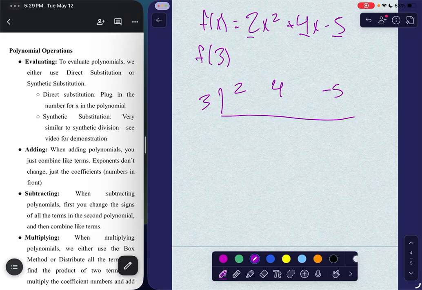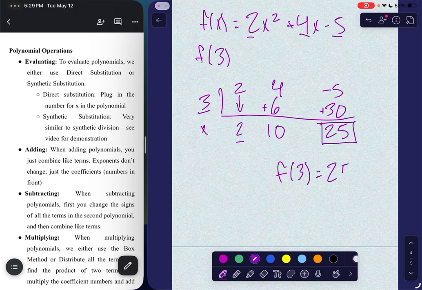And so remember with synthetic substitution and division, the first number comes down. So 2 comes down, then we multiply the outside number times the bottom number. So 3 times 2 is going to give us a 6. And then we add that to the next column. So 4 plus 6 is going to give us a 10. And then 3 times 10 is going to give us a 30. So we're going to add 30 to the next column. Negative 5 plus 30, or 30 minus 5, right? That's going to give us a 25. And that last number is our answer. So f of 3 equals 25.